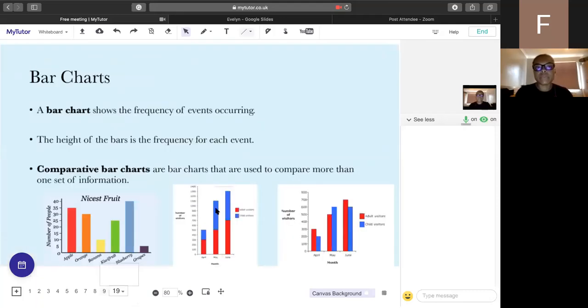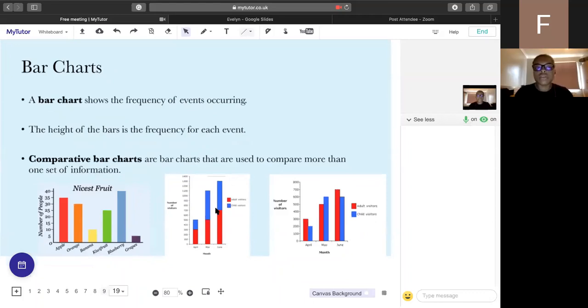So the next one is bar charts. There are two types of bar charts you could be asked in your exam. The first one, a normal bar chart, shows the frequency of events occurring. Like the graph at the bottom, nicest fruits, that's a normal bar chart that we're all familiar with. The heights of the bars is the frequency for each event occurring. So if we look at the nicest fruits one, we know that 35 people prefer apples and 40 people prefer blueberries.